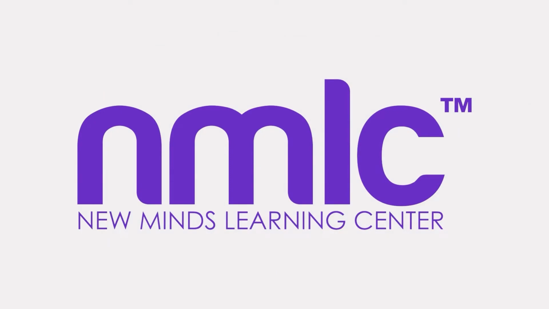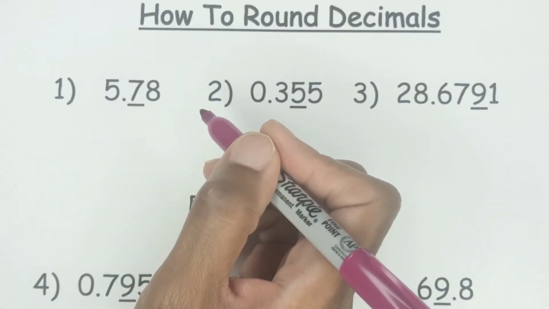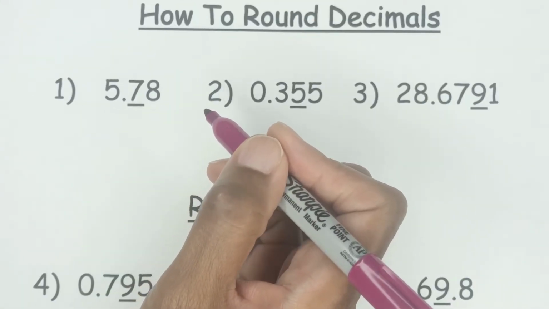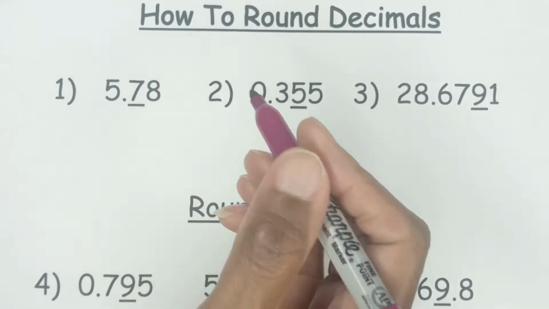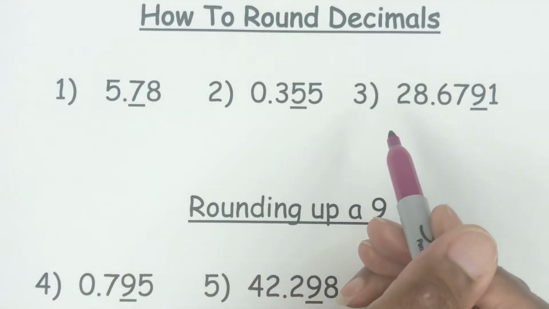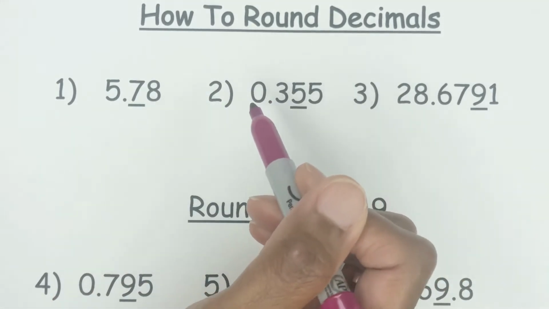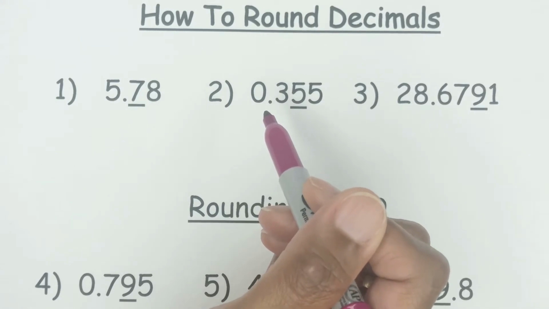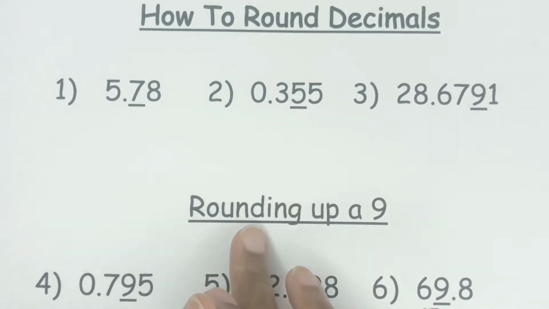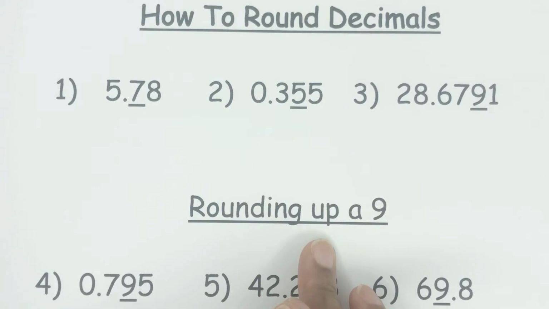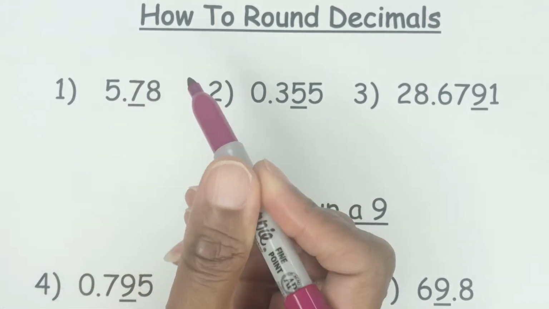So I've split this lesson into two parts. So we're on how to round decimals. The first 3 questions, I'm going to be rounding the decimals to their relevant places. And then in the second half, we're going to be rounding up a 9. So we'll get to this one in a minute. So let's start with question 1.